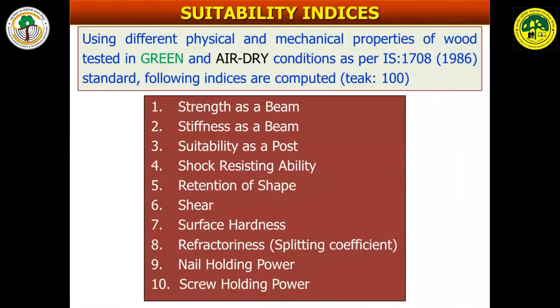Based on these properties, which we have to measure in two different conditions, particularly the green condition, meaning when moisture is very high, and the dry condition, when wood is air dried, we have to compute what are called the suitability indices, whether wood is suitable for different applications or not. These are the 10 different suitability indices: strength as a beam, stiffness as a beam, suitability as a post, shock resisting ability, retention of shape, surface hardness, refractiveness, nail and screw holding powers. As per this procedure we have to do that.